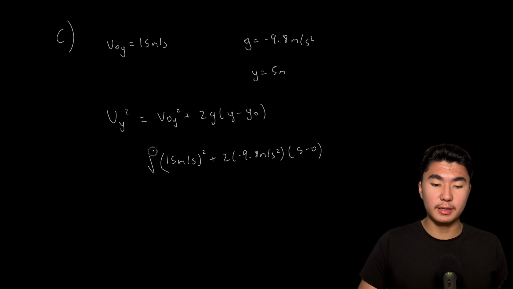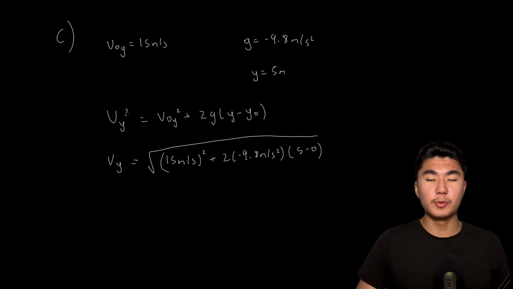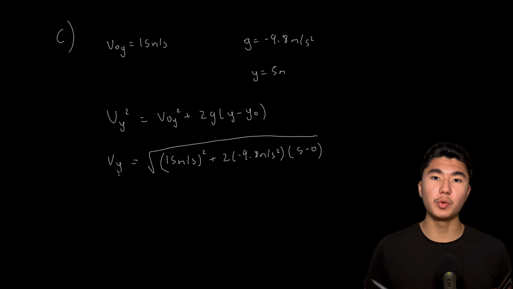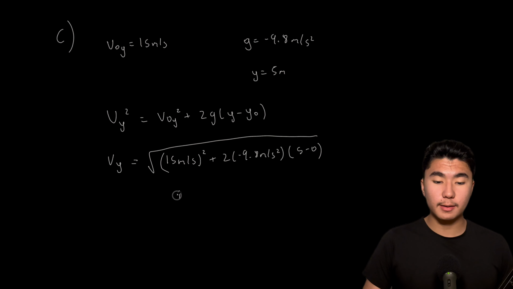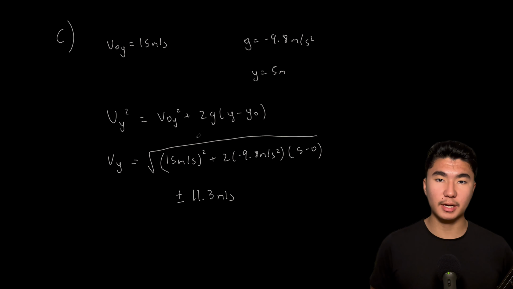And we could also say that this is square rooted. So this is going to be our velocity. The reason why I just put square root is because to get rid of this square, we square root. So if we go through that math real quick, we're going to get a plus and minus 11.3 meters per second. I'm just rounding this number, but when you put it in the calculator, you're going to get plus or minus 11.3 meters per second.